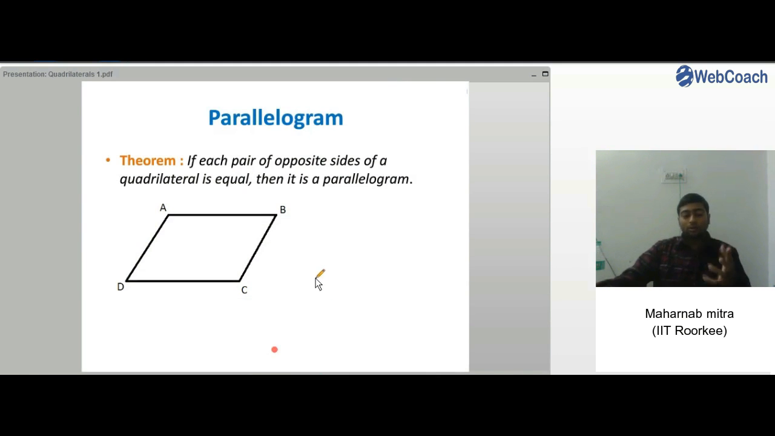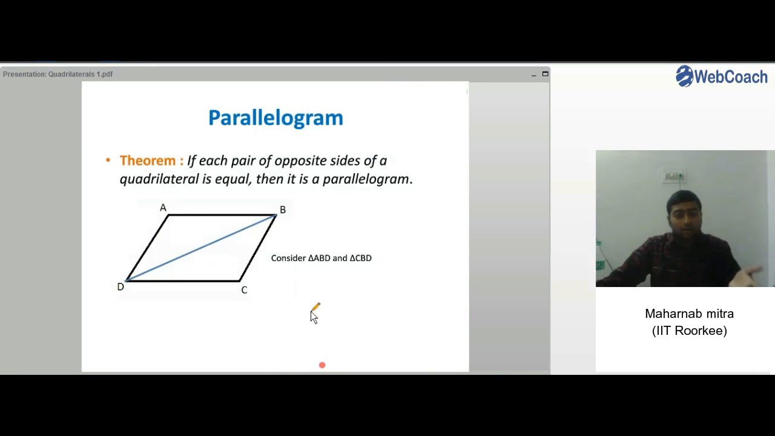So let's talk about the next theorem. If each pair of opposite sides of a quadrilateral is equal, then it is a parallelogram, and you can see it is just the converse statement of what we have done earlier. We have shown that a parallelogram has the opposite sides equal, and now we are showing that if a quadrilateral has opposite sides equal, then it must be a parallelogram. So let us see how to show it.